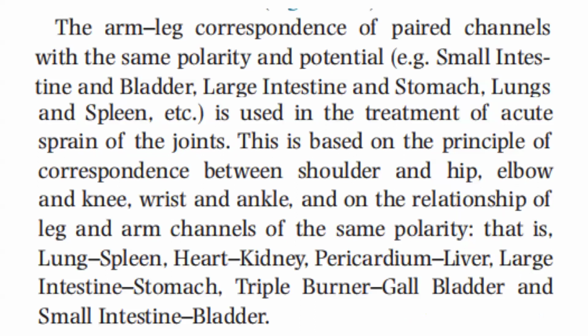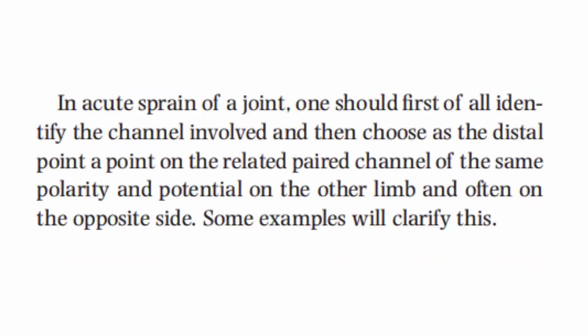The arm-leg correspondence of paired channels with the same polarity and potential is used in the treatment of acute sprain of the joints. This is based on the principle of correspondence between shoulder and hip, elbow and knee, wrist and ankle, and on the relationship of leg and arm channels of the same polarity. That is, lung, spleen; heart, kidney; pericardium, liver; large intestine, stomach; triple burner, gallbladder; and small intestine, bladder.